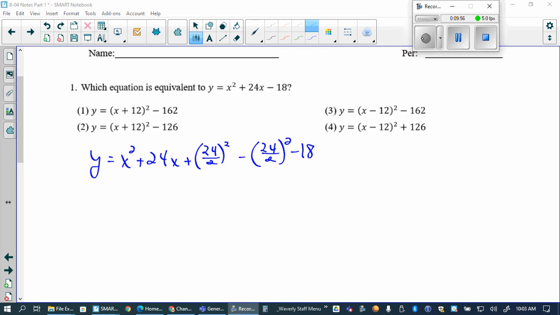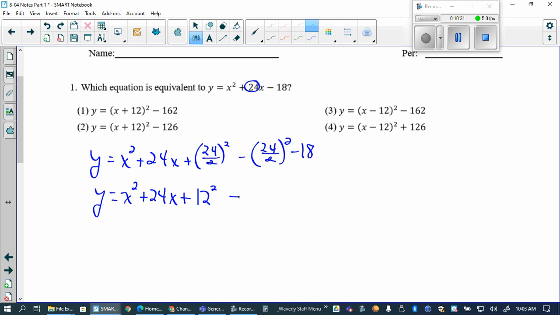Well, let's find out. So all we had to do was add b over 2 squared and then subtract b over 2 squared. You just have to know that the b here is the 24, right? ax squared plus bx plus c, right? So that's y equals x squared plus 24x plus what? Yeah, it's going to be 144, right? But I'm going to write it as 12 squared so you don't make a mistake. Minus what? What's 24 over 2?